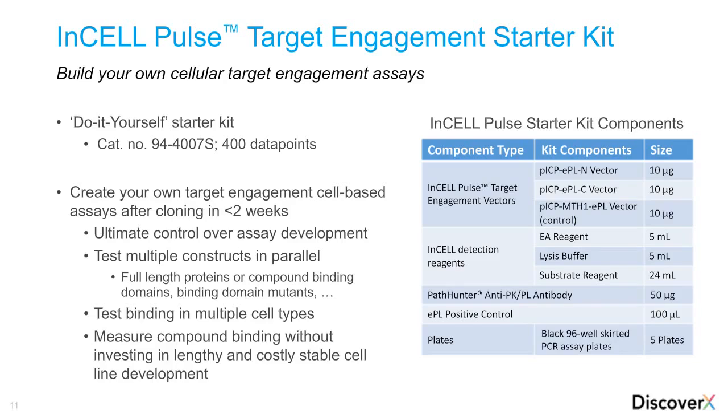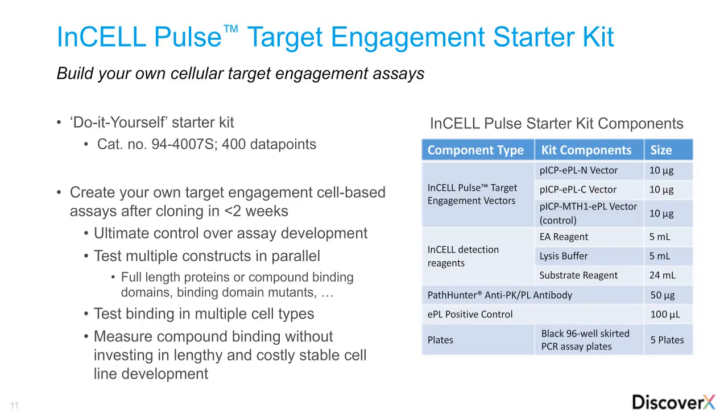You have a positive control vector. This is called MTH1, and this is just a hydrolase. And we'll go over how this is used in the next couple of slides. You should definitely run this in parallel with your experiments to make sure everything is working properly.